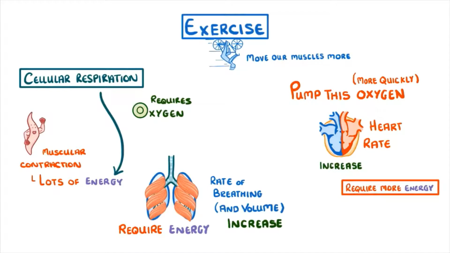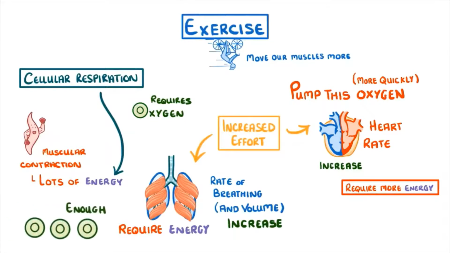The plan, though, is that with all of this increased effort that we're putting in, we can supply enough oxygen to all of our muscles, and we will continue to undergo aerobic respiration. Sometimes, though, such as sprinting or fast cycling, there won't be enough oxygen to keep up with all of our demands. Therefore, our cells will start undergoing anaerobic respiration.